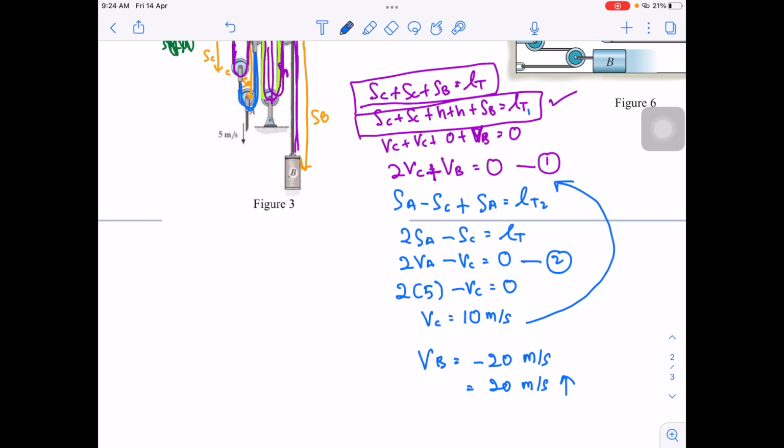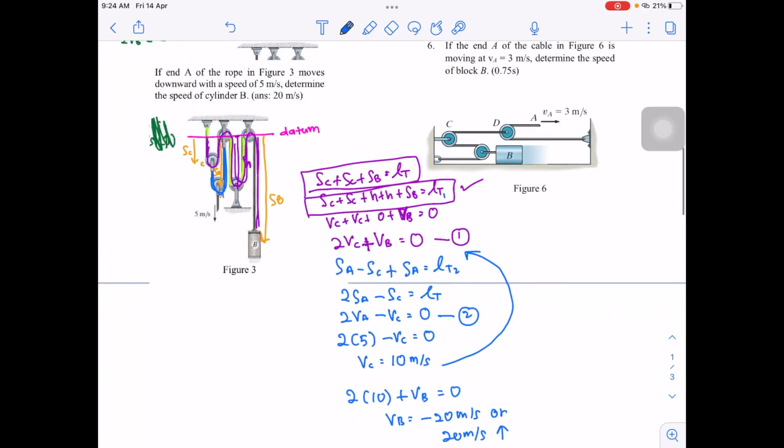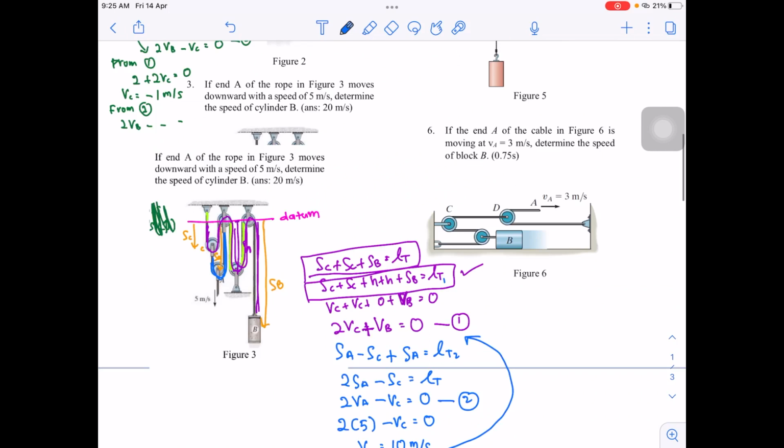I can't see it, so I'll write it here. When you substitute it up there, you get 2, 10 plus VB is equal to 0. So VB is minus 20 meter per second, or 20 meter per second going up. Okay. Alright.